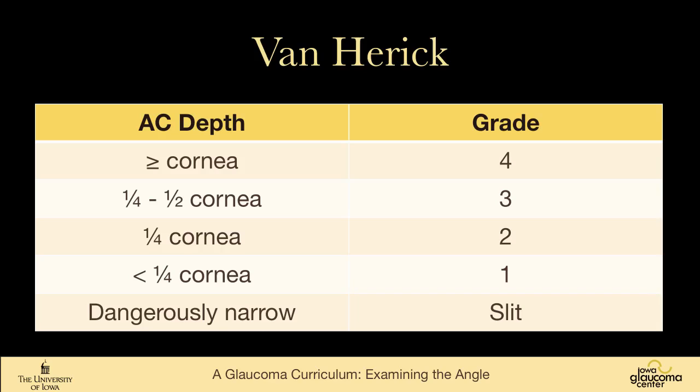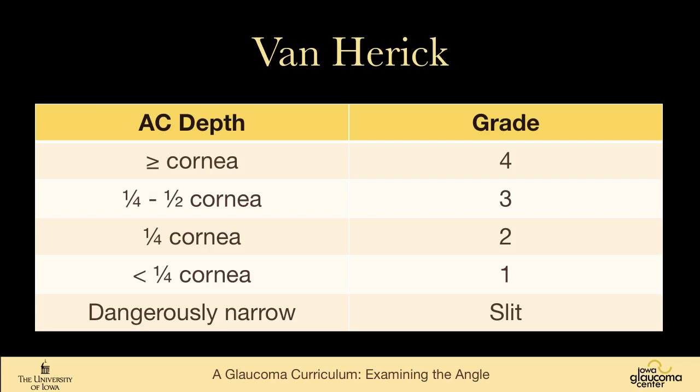So in the Van Herick, and I'll show a movie here in a second, we use the thickness of the cornea as a ruler, and then measure the anterior chamber depth compared with that corneal thickness. So if the anterior chamber is as thick as the cornea or thicker, then that would be a grade 4. And as you can see, if it's a quarter corneal thickness, that's a grade 2. Less than a quarter cornea, that's a grade 1, and so on.